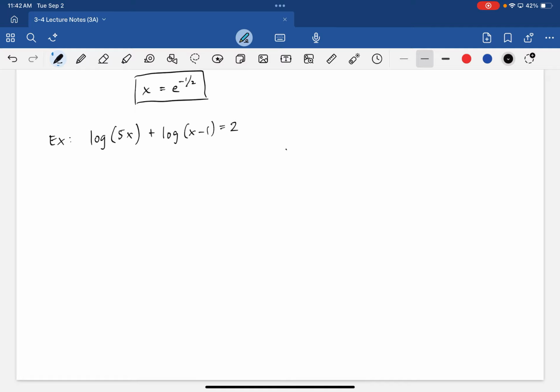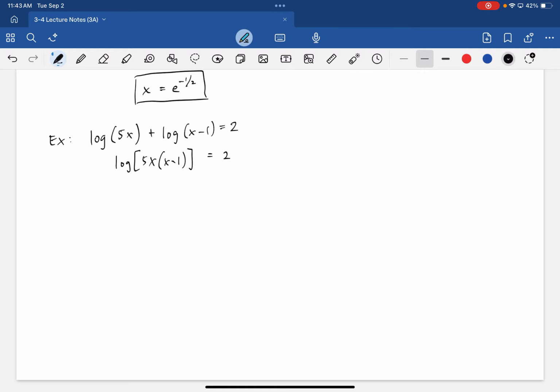Combine logs. Yes, because when we're adding logarithms, the inputs multiply. So the left side is equal to log of 5x times x minus 1. And the right side is equal to 2. But from here, what is the best way to proceed? How do we get rid of a logarithm? Exponentiate.